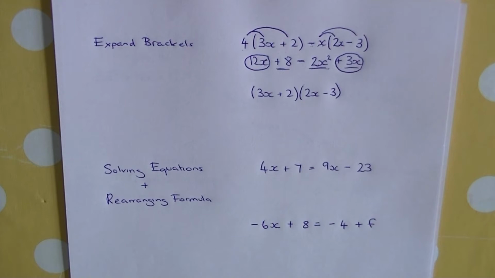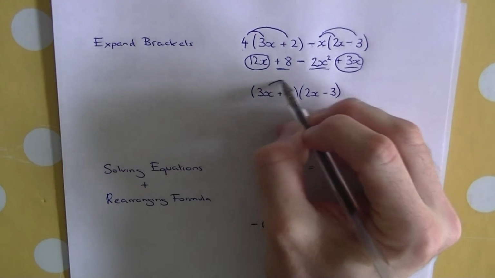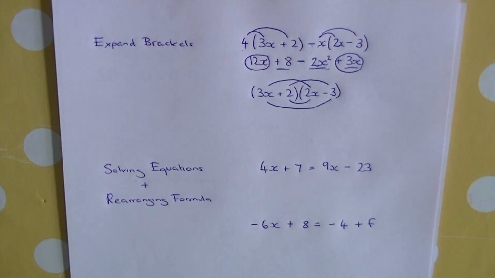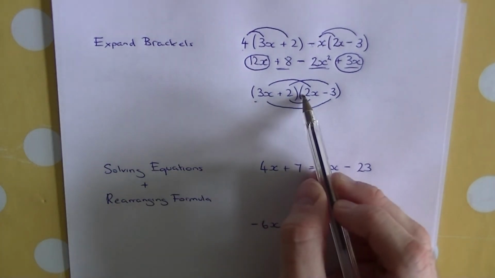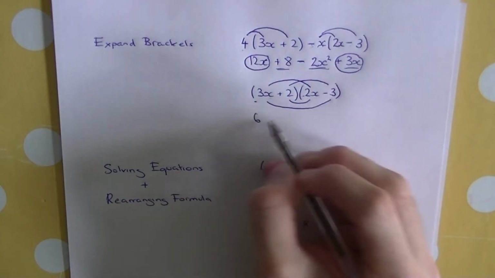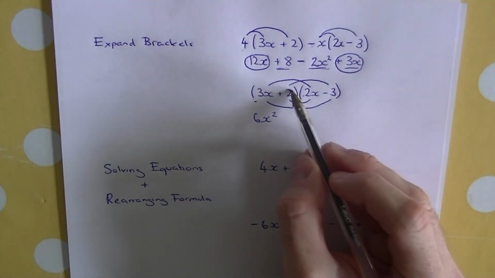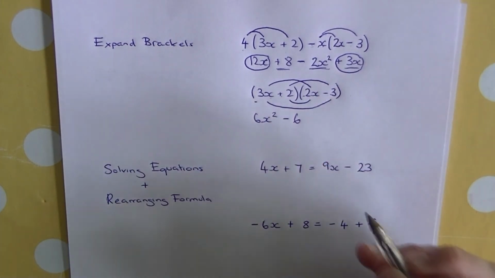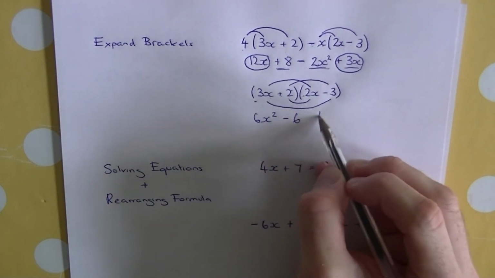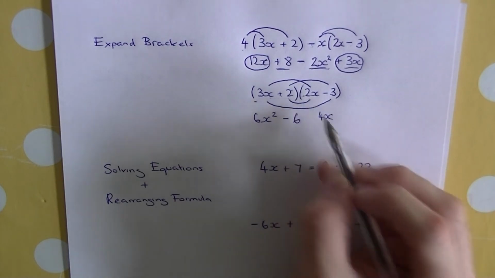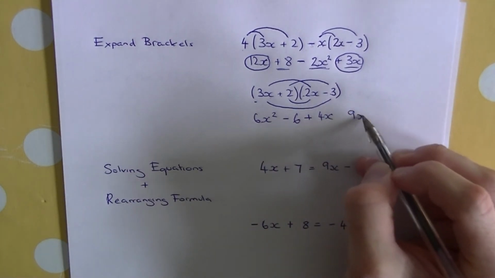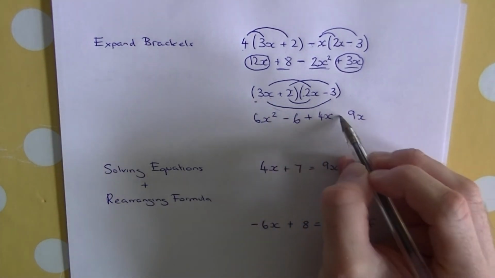Compare that to expanding double brackets, 2 brackets next to each other. And then we'd be using our smiley face. Some of you know it as FOIL. If you don't know what I'm talking about, don't worry. 3 times 2 is 6, x times x, x squared. 2 times 3 is 6, positive times negative, minus. 2 times 2x is 4x, positive times positive, positive. And 3 times 3x is 9x, positive times a negative, it's negative.